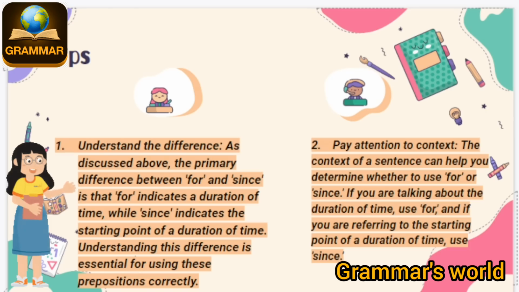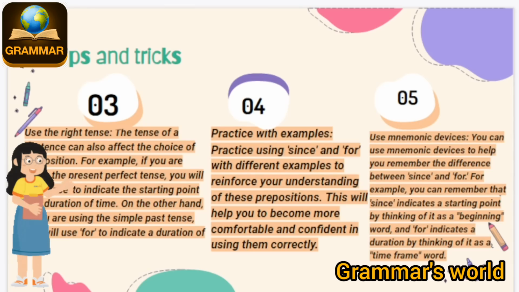Pay attention to context. The context of a sentence can help you determine whether to use for or since. If you are talking about the duration of time, use for, and if you are referring to the starting point of a duration of time, use since. Since is often used with a specific point in time, such as a date or time, while for is often used with a period of time, such as a week or month.